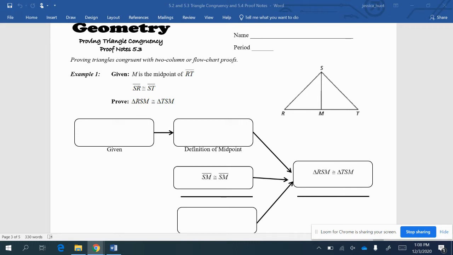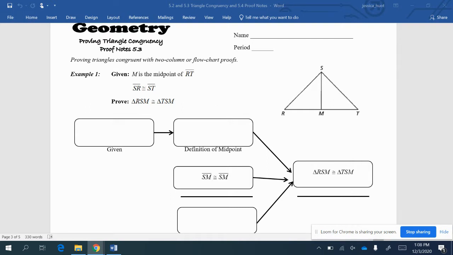5.3, proving triangle congruency. Proving triangles congruent using two-column or flowchart proofs. So this first example, we are given some information. We are given that M is the midpoint of segment RT and that segment SR is congruent to segment ST.